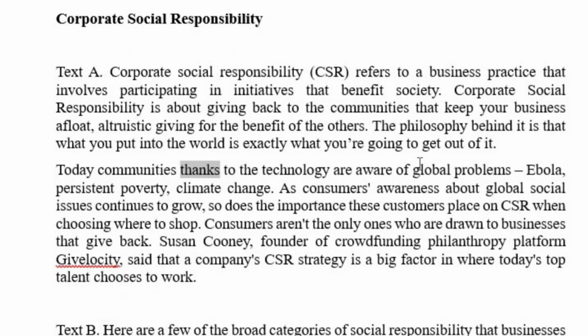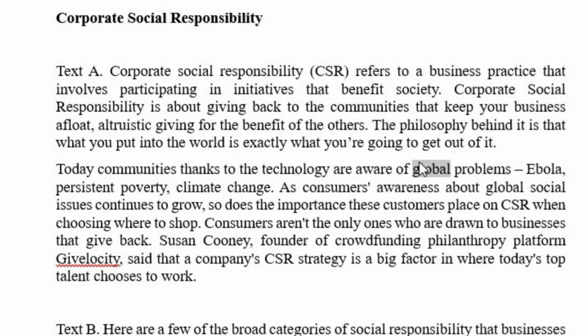Today, communities, thanks to the technology, are aware of global problems: Ebola, persistent poverty, climate change. As consumers' awareness about global social issues continues to grow, so does the importance these customers place on CSR when choosing where to shop. Consumers aren't the only ones who are drawn to businesses that give back. Susan Cooney, founder of crowdfunding philanthropy platform Givelocity, said that a company's CSR strategy is a big factor in where today's top talent chooses to work.